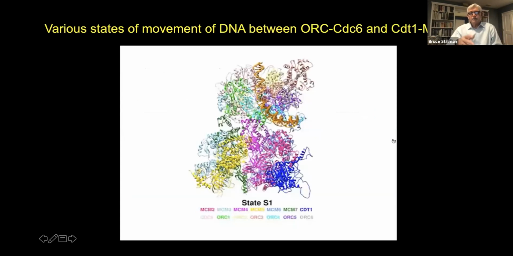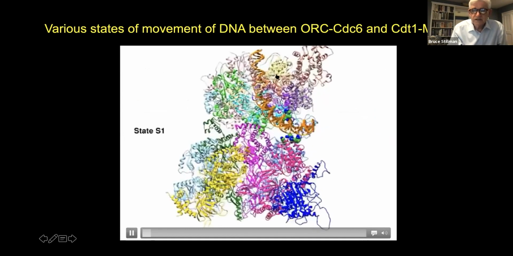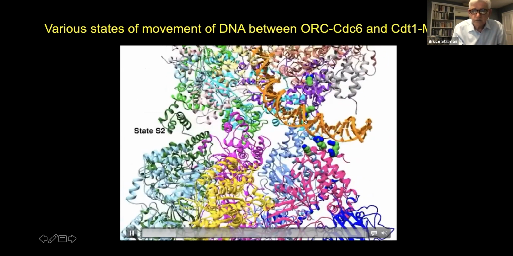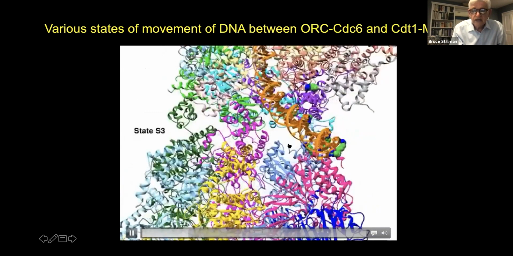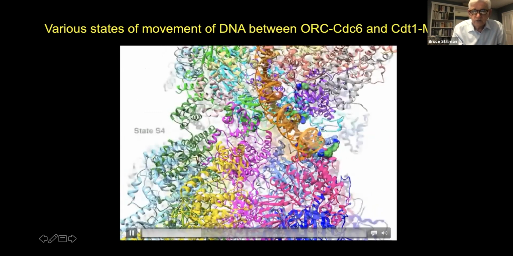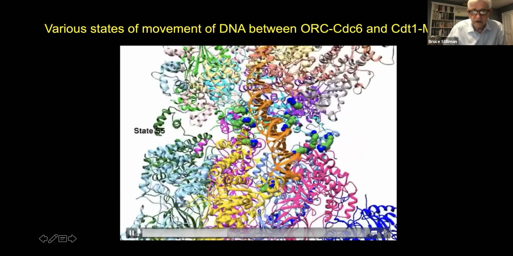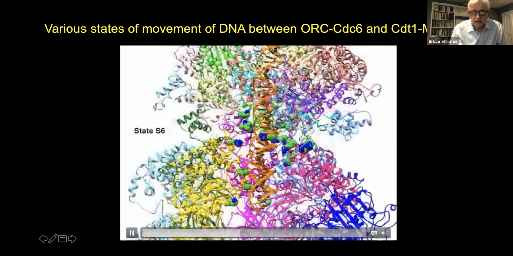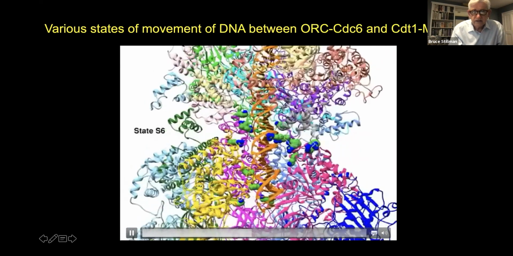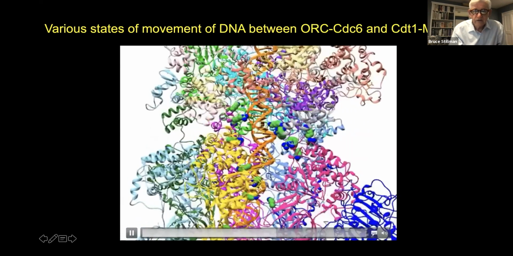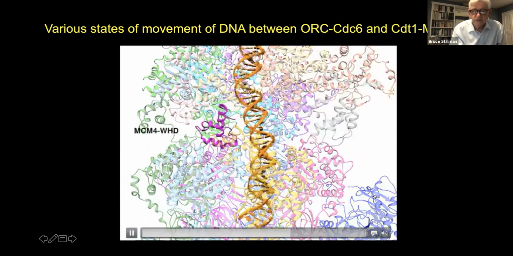And this is a computational model that was published in this paper based on all of the structures that were obtained. ORC and CDC6 are on the top and the MCMs on the bottom, and you can see the channel. This is the first state where the DNA is starting to move into the channel, but the channel is filled with these MCM winged helix domains that have to move out. So the DNA moves into the channel, and you can see the interactions of this DNA with the various structures in the MCM, and then form this complex with CTD1 shown in blue still bound.